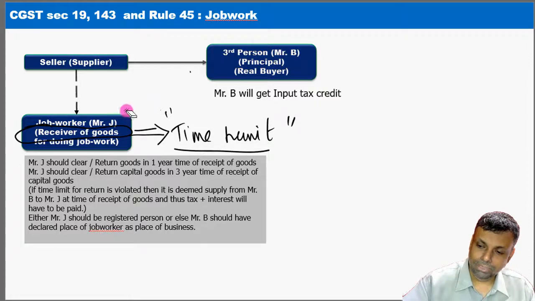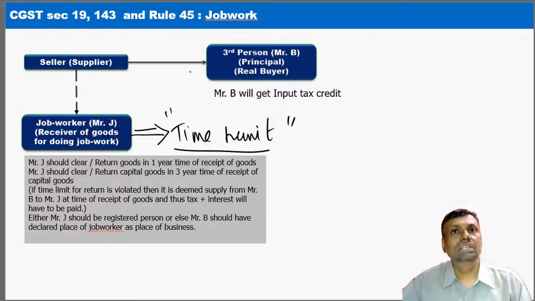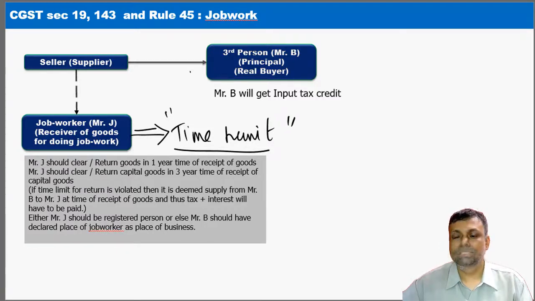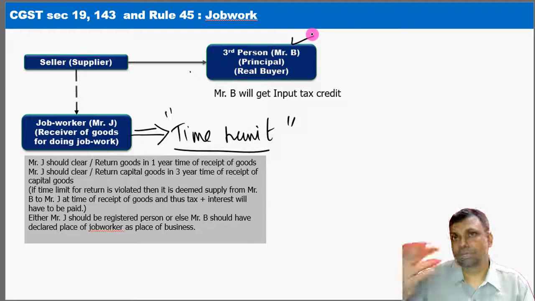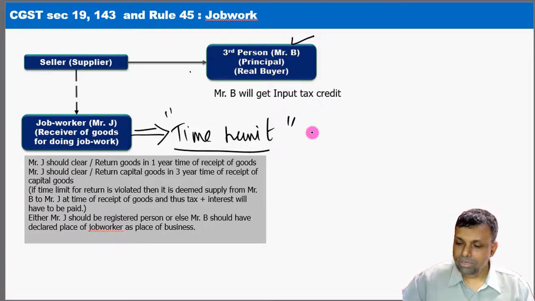However, I go back. If supposing the transaction is very straightforward, and everything has happened within the time limit, in that particular case, it is all the transactions of the purchase and sale of Mr. B, and accordingly Mr. B will take the input tax credit and he will be chargeable to the taxes, if any, upon the supply of that particular goods. Okay. Now, what is the time limit?